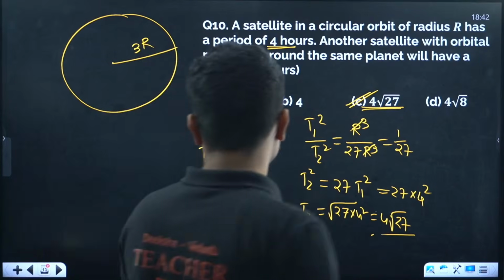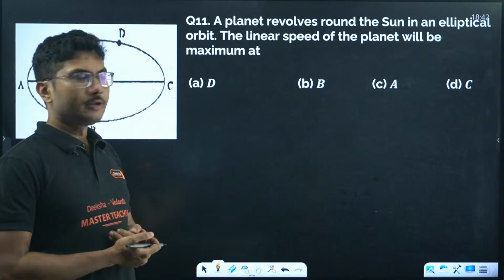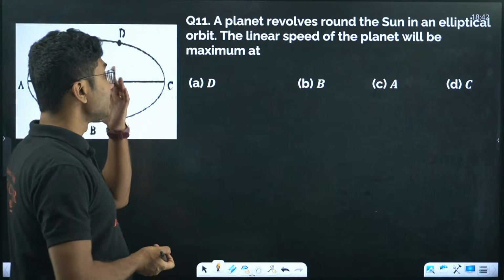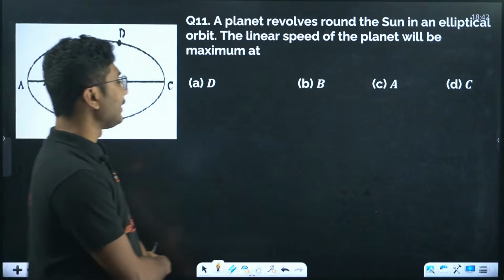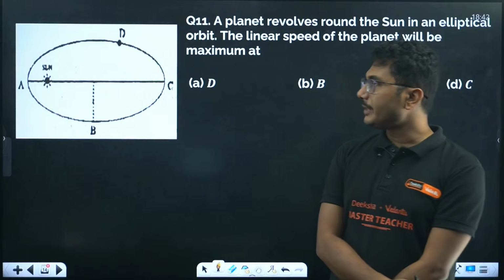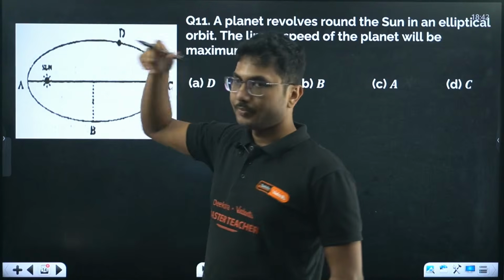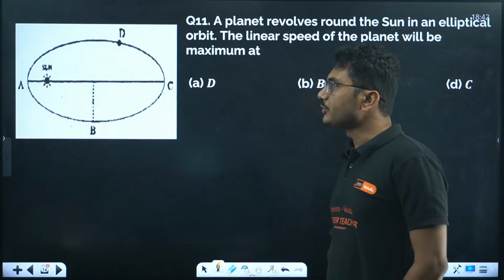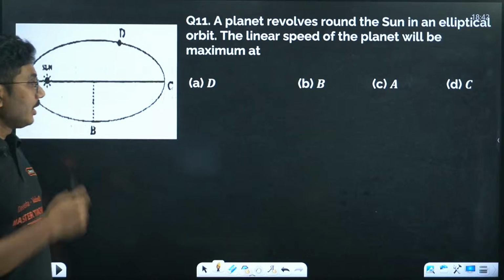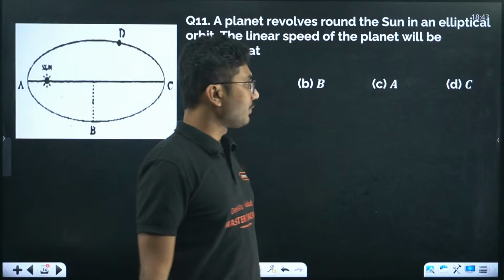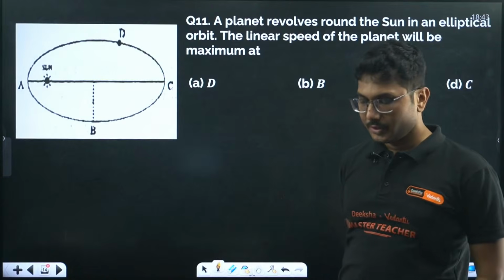Right, now let's move on to the next question. A planet revolves around the sun in an elliptical orbit. The linear speed of the planet will be maximum at A, B, C or D. There are 4 points, at which point will the linear speed be maximum? Check the options first. You have to answer the option, not the point.